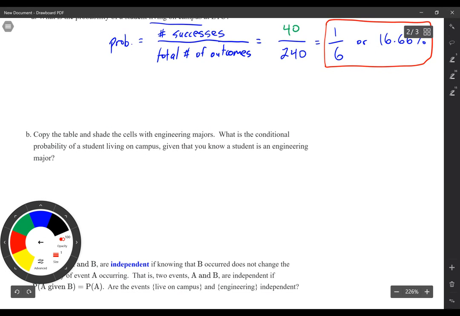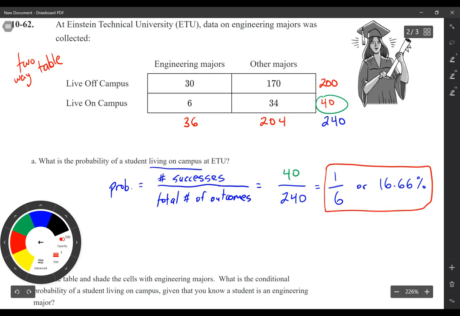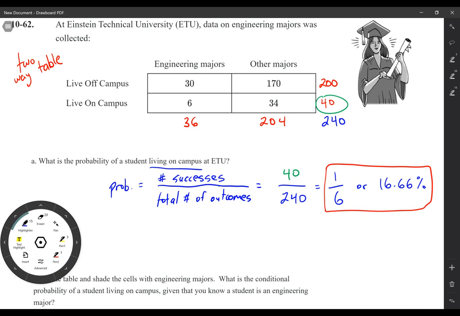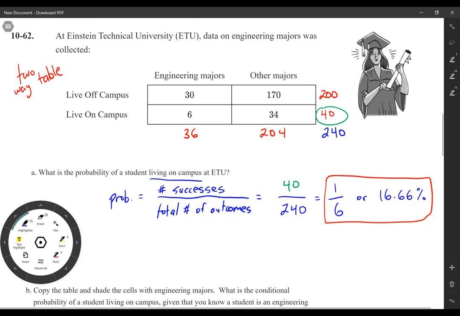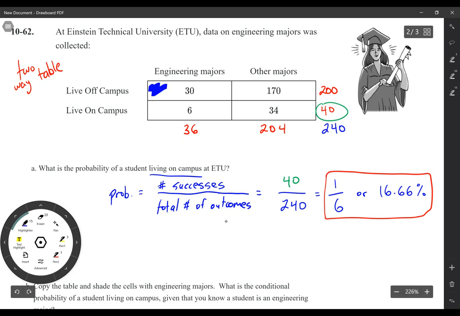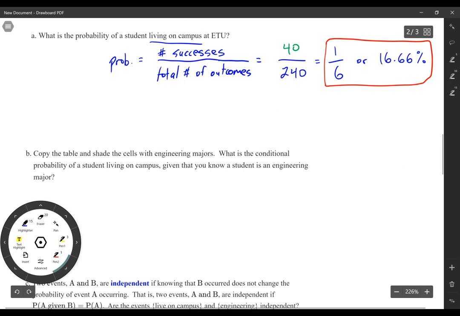Next part, we're asked to copy the table. So we already did that. If you haven't, then please do. Now we're asked to shade the cells that include engineering majors. So I'm going to quickly go up here and do that. Please do the same. It's a highlighter or just lightly using a pen or a pencil. So we're going to shade in the engineering majors. So that would be this 30 right here and this 6 right here. So that 36 total. And we're asked, what is the conditional probability?